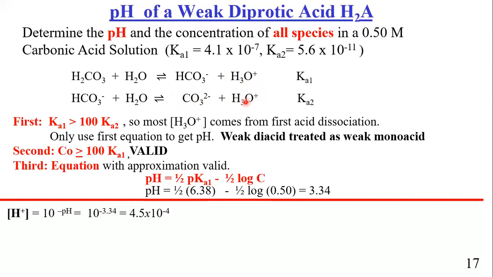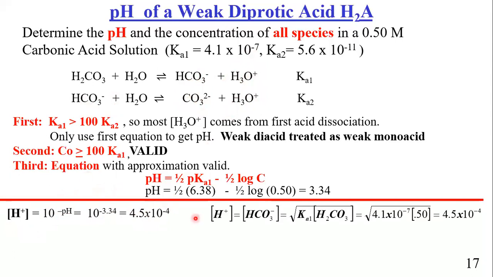And so let's get the H3O plus first, or H plus in solution. Since I got the pH, that's easy because that's then 10 to the minus pH. So you get the first H3O plus in the solution. And of course, you know that H3O plus should equal HCO3 minus, because the amount again that we're going to lose from this is negligible.